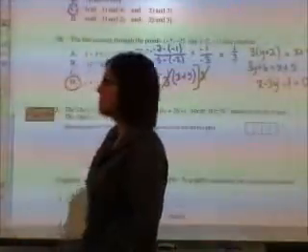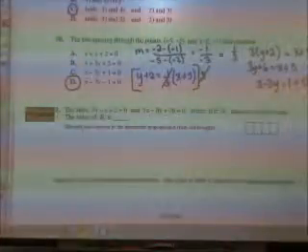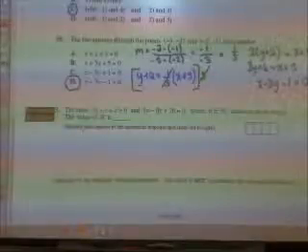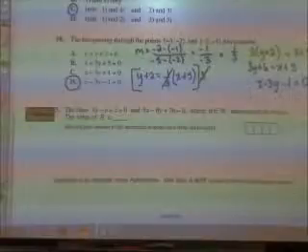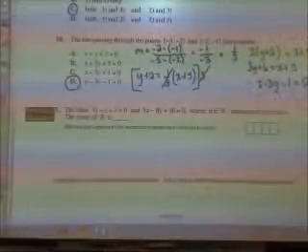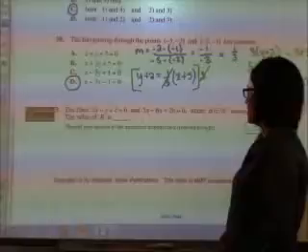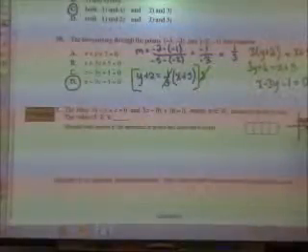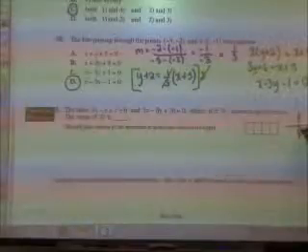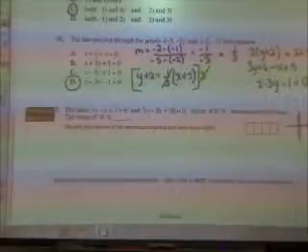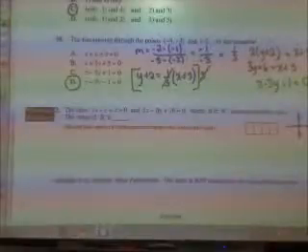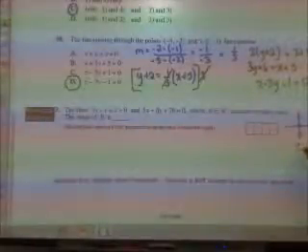Okay, numerical response number 3. The lines 3x minus y plus 2 equals 0 and 5x minus by plus 26 equals 0, where b is a whole number, intersect on the y-axis. The value of b is what? So if they intersect along the y-axis, what can you tell me about one of the coordinates on the y-axis? X is 0. X is equal to 0.